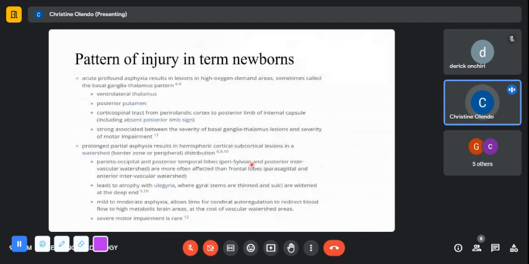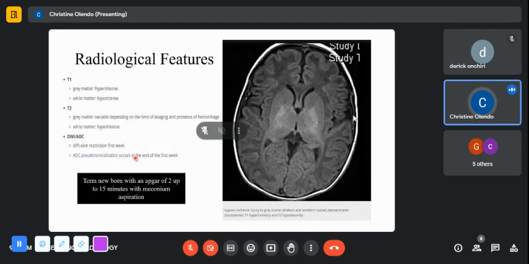So I think maybe the pattern of injury, I'll leave this so that you can read at a later time in term newborns, so that you can go through the MRI features. So this case was of a term newborn with an APGAR of 2 up to 15 minutes. So there was severe birth asphyxia.